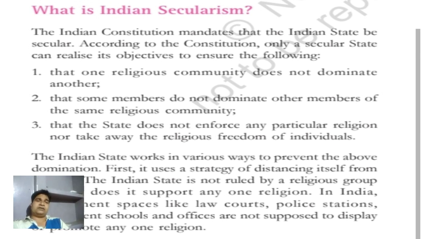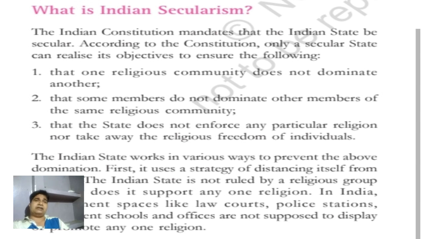The Indian constitution provides some objectives, and some of these objectives are: first, that one religious community does not dominate other. Dominate means show its power. So one religious community will not show their power to others. Second, that some members of one community do not dominate other members of the same religious community. So in the same religious community also, one cannot say that I am of higher caste and you are of lower caste. That should not happen.